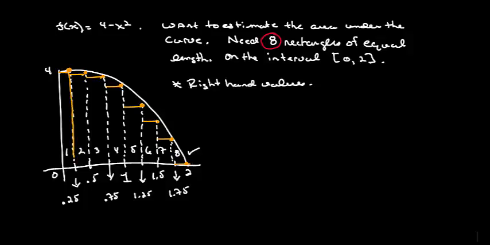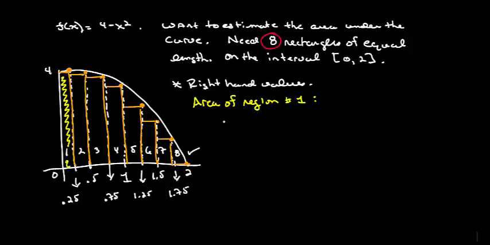Okay, so here's our rectangles. Let me sketch those guys in. So you notice that we've got 8 rectangles, and the last rectangle has a height of 0. Okay. So let's go ahead and look at this first area. So we'll call this region 1.